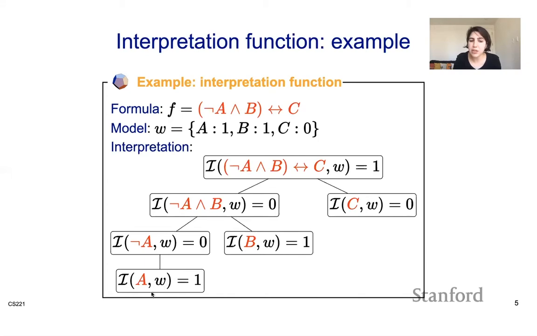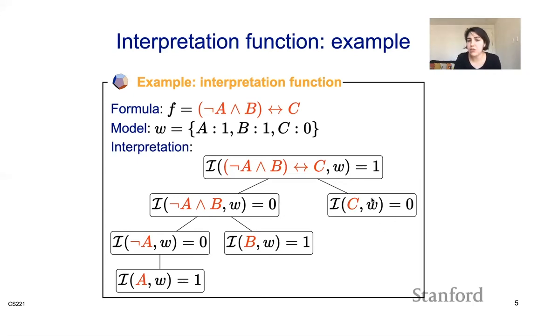Well, let's start with these nodes. At this node, I can call the interpretation function over symbol A and W. What is that equal to? That is just equal to 1, because I'm just looking at my table of models. The negation of A is going to be equal to 0. What is the interpretation function of B and W? Again, I have a model that tells me B takes value 1, so that's 1. Then the interpretation function of negation of A and B is the AND of these two, so 1 and 0 gives me 0.